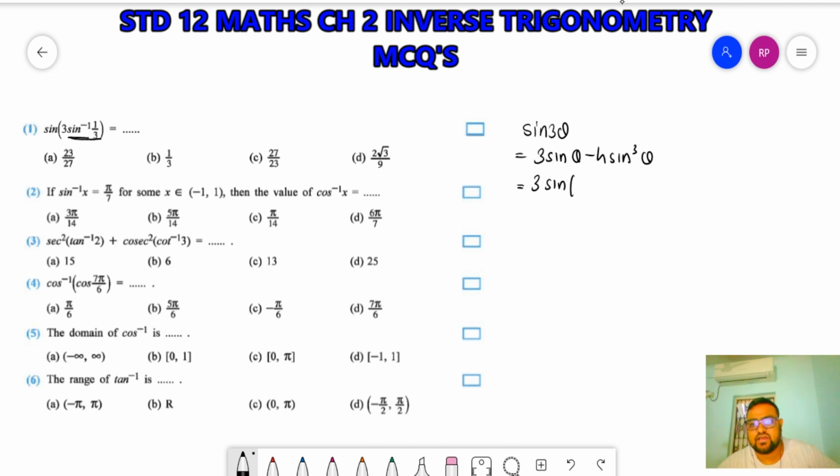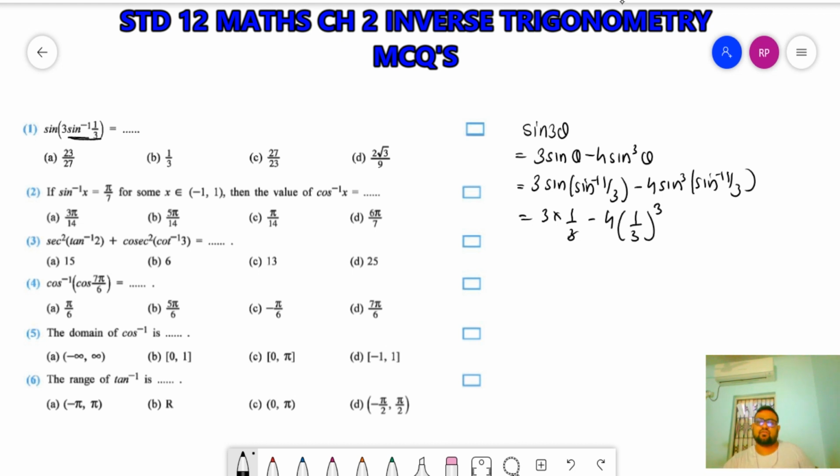So 3 sin(sin inverse 1/3) minus 4 sin cube(sin inverse 1/3). This will be equal to 3 into 1/3 minus 4 into (1/3) whole cube. So 3 will get cancelled: 1 minus 4 upon 3 cube, that is 27. So LCM 27, 27 minus 4, that will be 23/27. So option A is the correct one.